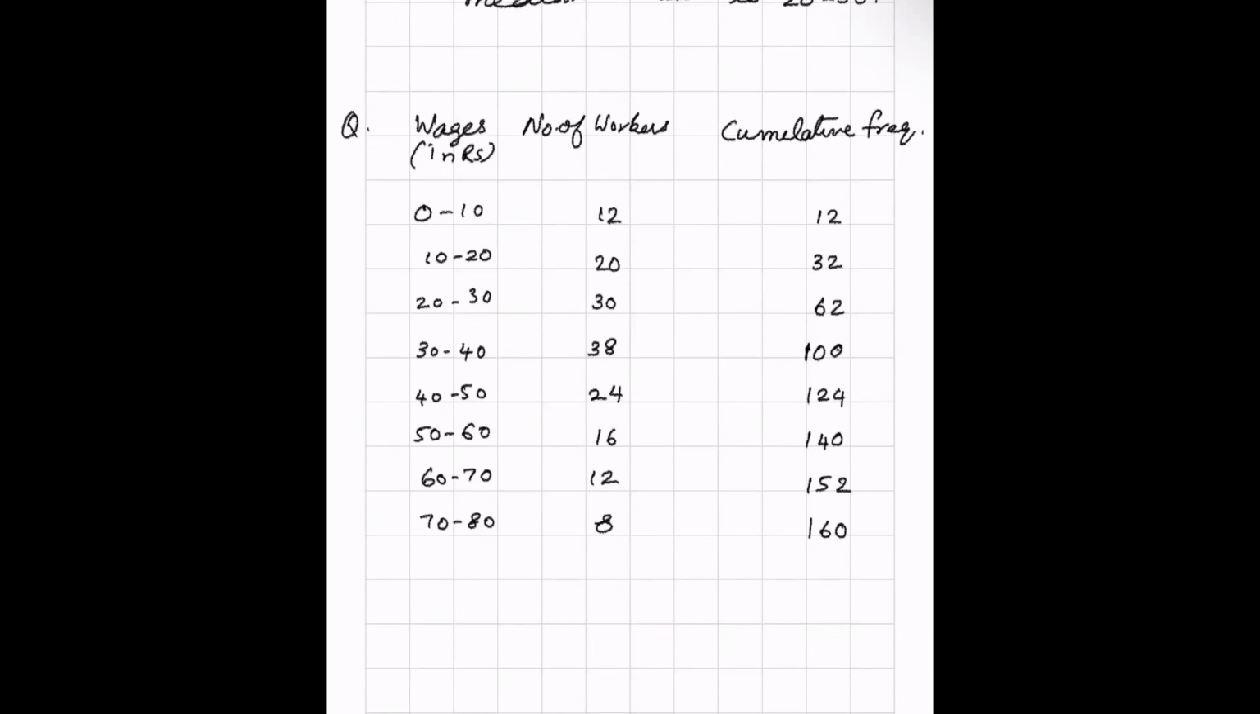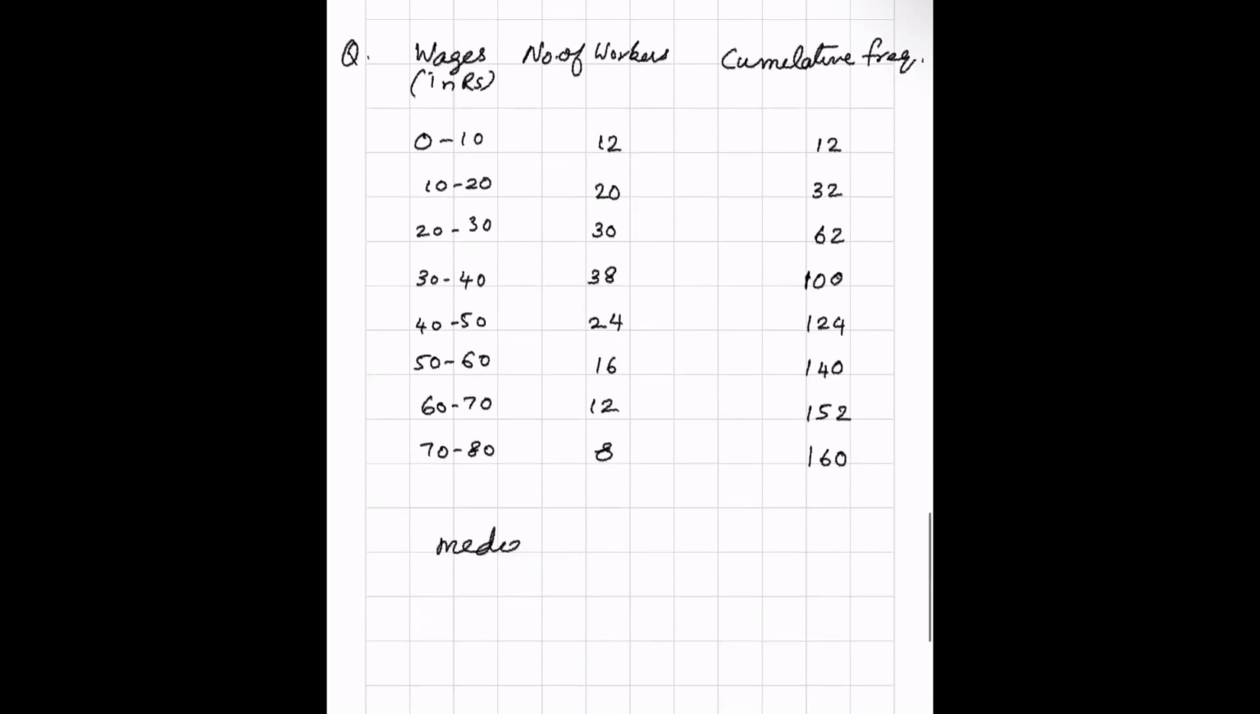Now, the first question is the median wage of the workers. So you need to calculate median. Median is going to be the n by 2 term, 160 by 2 term. Whenever the number of observations is even, the formula is n by 2 term. When the number of observations is odd, that's when you have to use the n plus 1 by 2 term. So here this is going to be the 80th term.